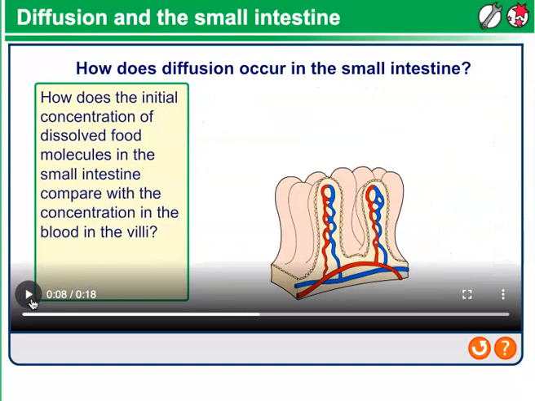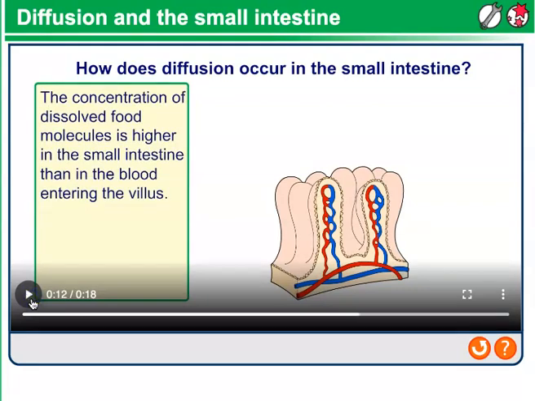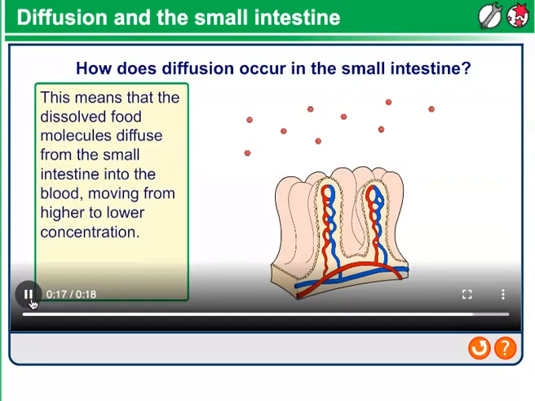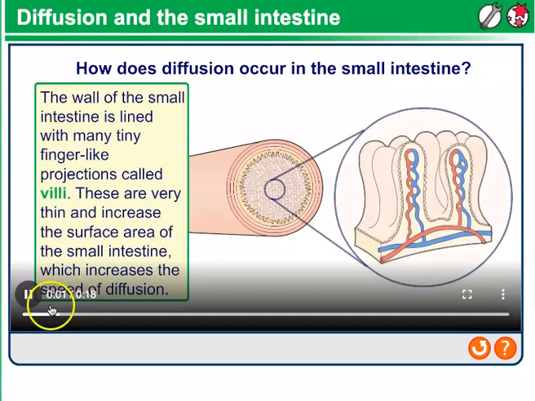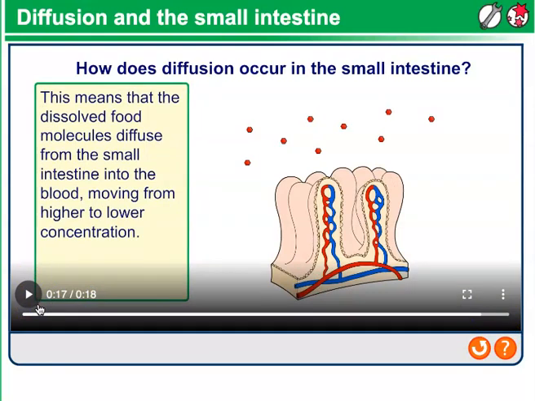So how does the initial concentration of dissolved food molecules in the small intestine compare with the concentration in the blood, in the villi? The concentration of dissolved food molecules is higher in the small intestine than in the blood entering the villus. This means that the dissolved food molecules diffuse from the small intestine into the blood, moving from higher to lower concentration.